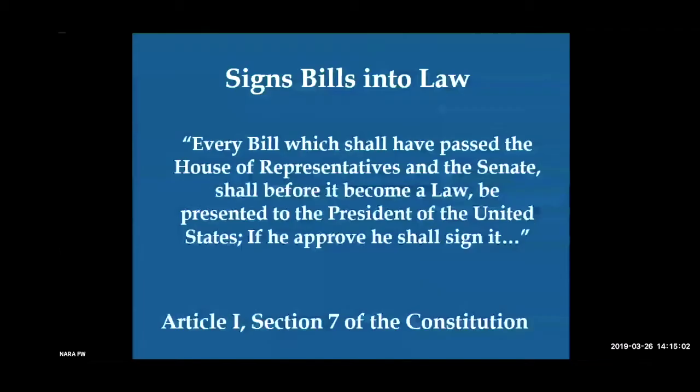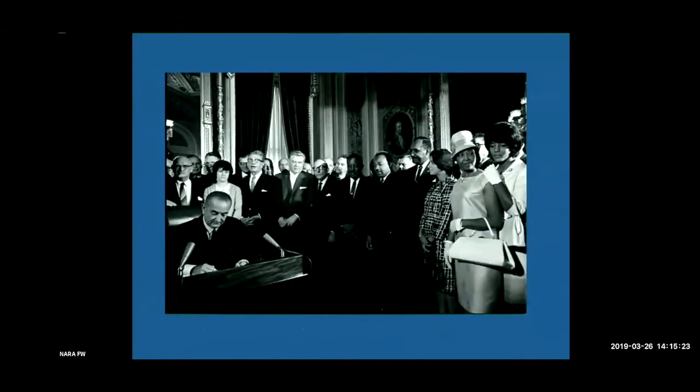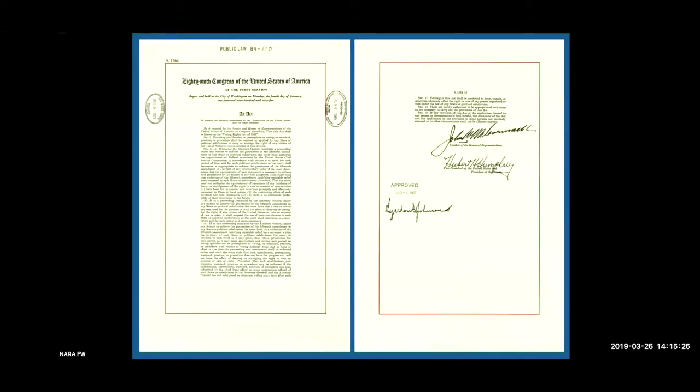And what it says in Article 1, Section 7, is every bill which shall have passed the House of Representatives and the Senate shall, before it become a law, be presented to the President of the United States. If he approve, he shall sign it. So this gives us that check and balance again, right?